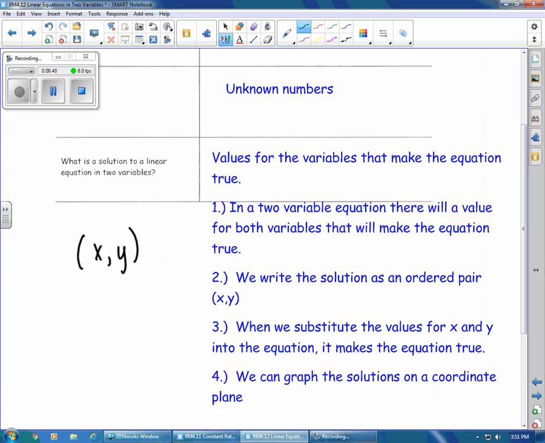And then I'm guessing you know and understand number 4 well. We can graph the solutions on a coordinate plane. And we've been doing that and we will continue doing that. So if you need to pause the video to make sure that you have all the notes, as always, you can put the notes in your own words, but just make sure that you've hit all of the points that I'm talking about here. And when you're ready, go ahead and turn the page.